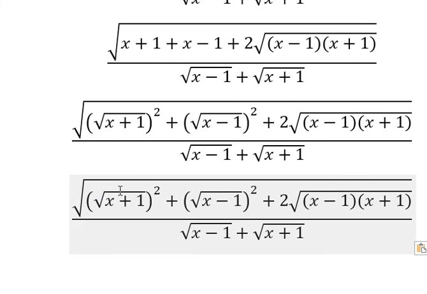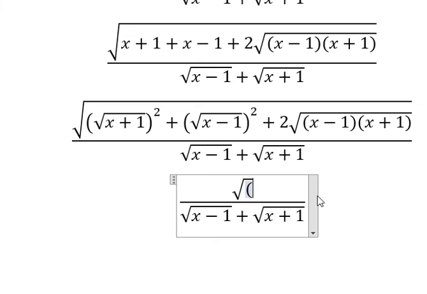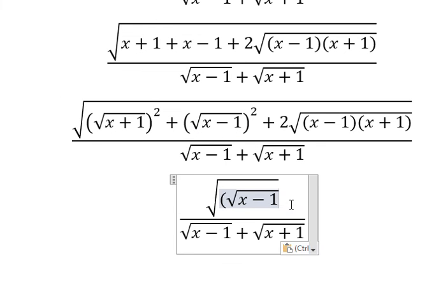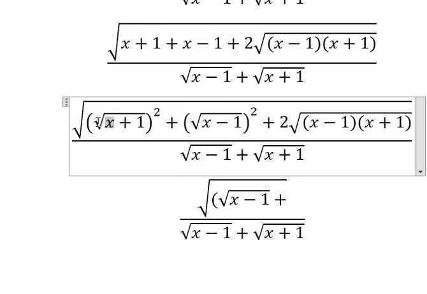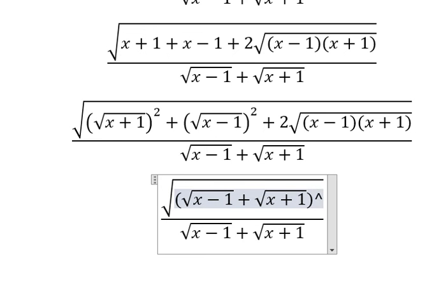So we see that this is a squared, this is b squared, this is 2ab, and we know that this is an identity. So I can write it this way: the square root of s minus 1 plus the square root of s plus 1, everything to the power of 2.